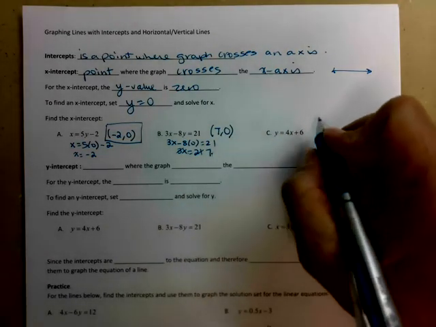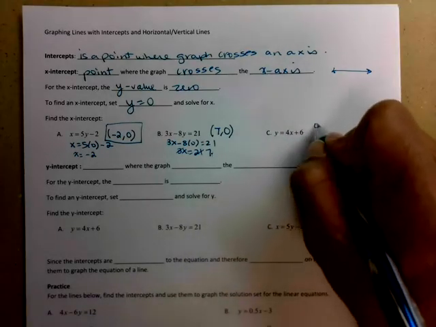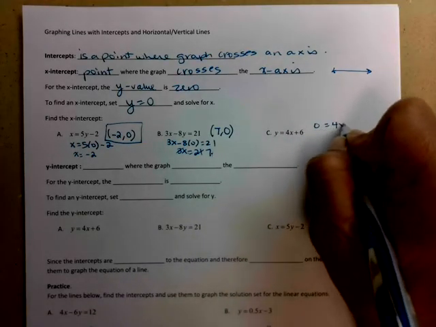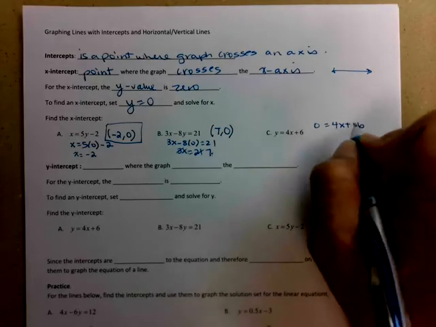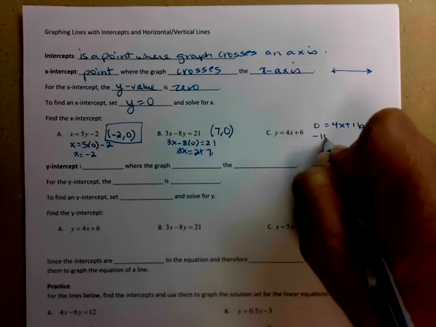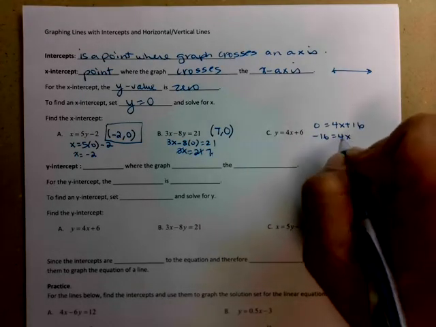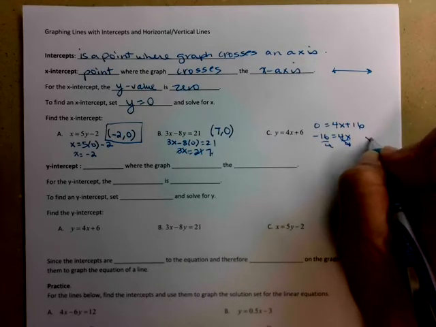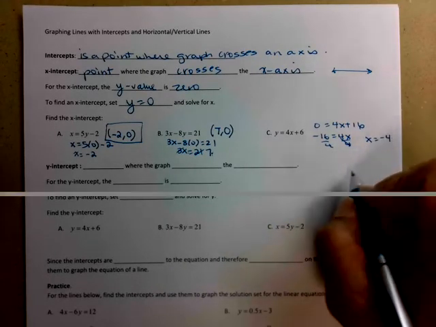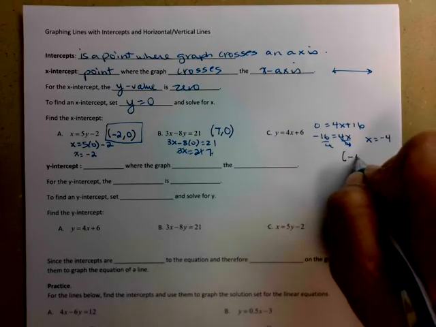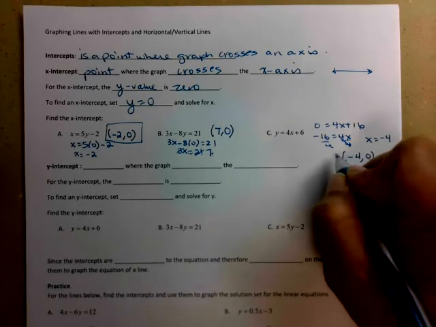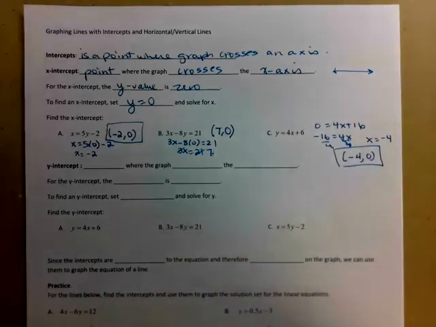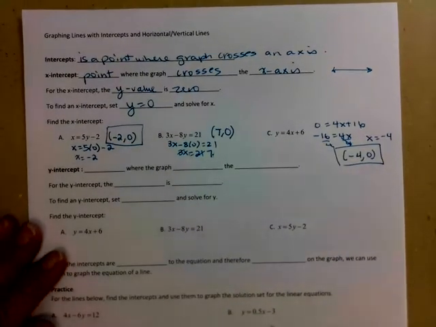Okay, finally, let's see. So 0 in for the y. 0 equals 4x plus 16. Solving for x. So subtract 16 from both sides. Divide by 4. It looks like x is -4. And I know you're doing it already, so write that as the ordered pair. -4, comma 0. Okay, so x-intercept, y equals 0.